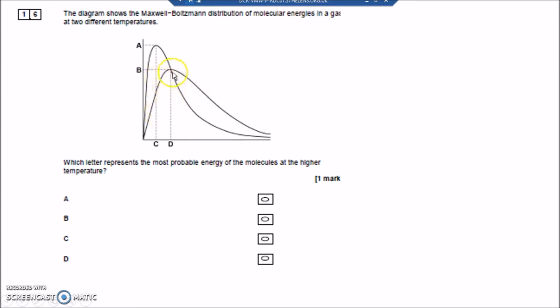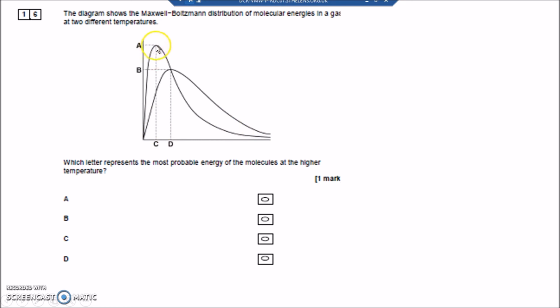Then the number of molecules stays the same. So the area under the curve represents the number of molecules. This is the higher temperature, where the peak is lower, and there's a shift towards higher energy, more particles with a high energy. Incidentally, they both go through the origin.